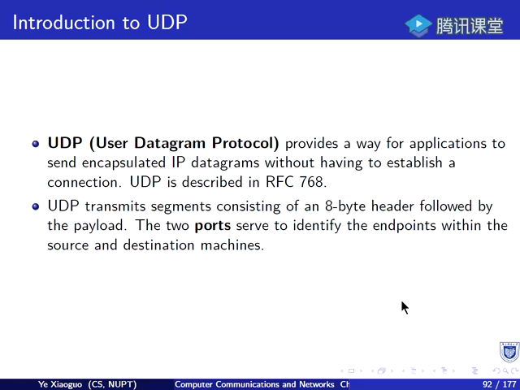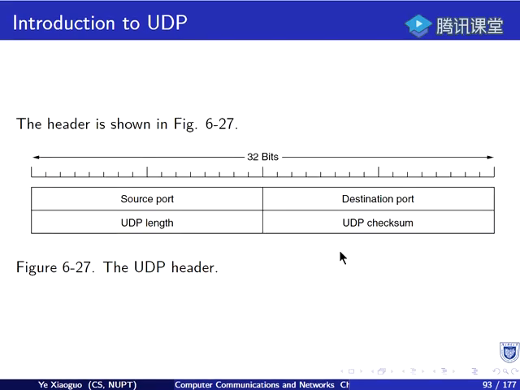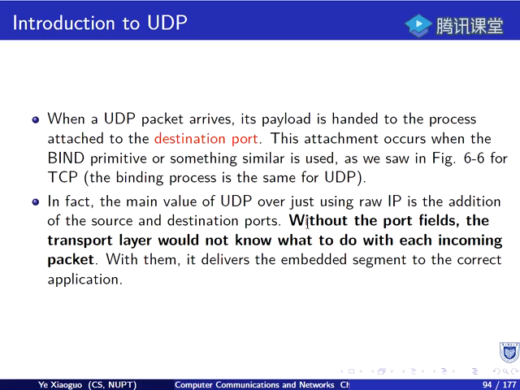The two ports serve to identify the endpoints within the source and destination machines. This figure shows the header of UDP. There are 4 fields in the header of UDP: source port, destination port, UDP length, and UDP checksum. When a UDP packet arrives, its payload is handed to the process attached to the destination port. This attachment occurs when the bind primitive or something similar is used.